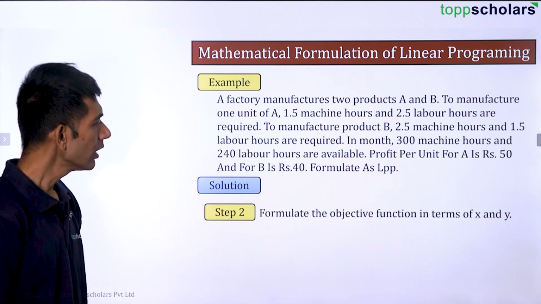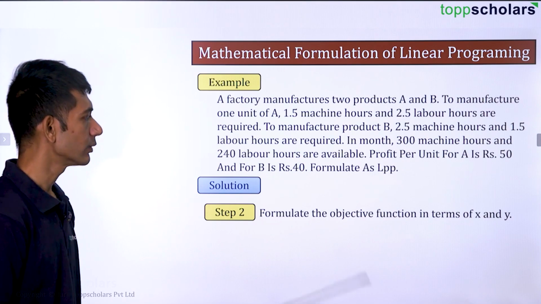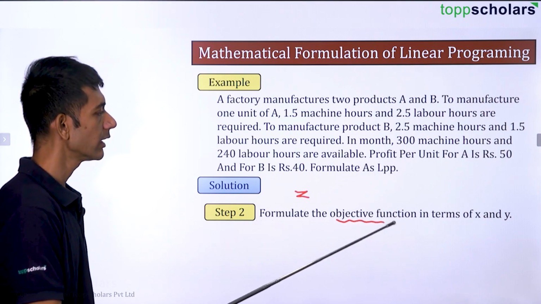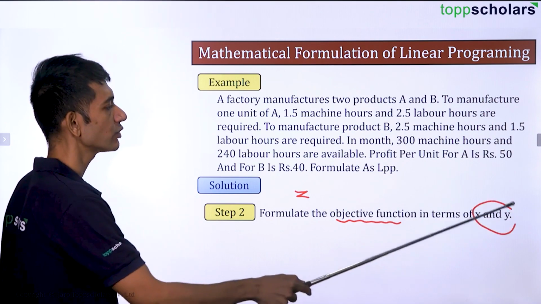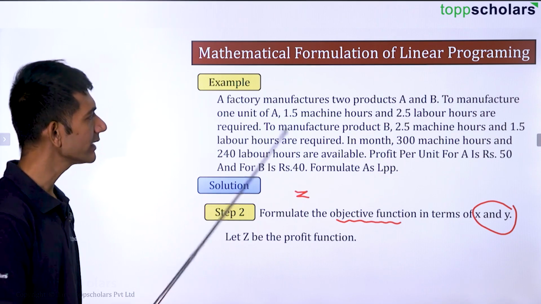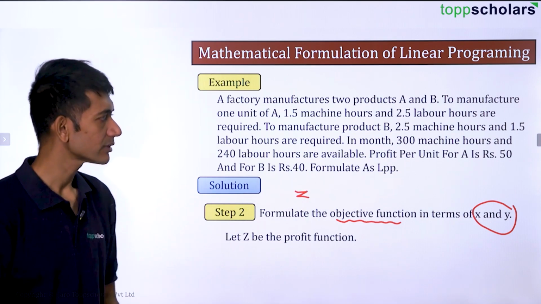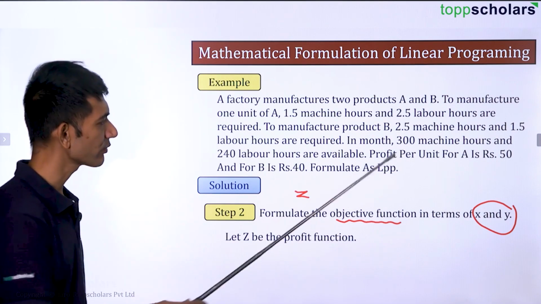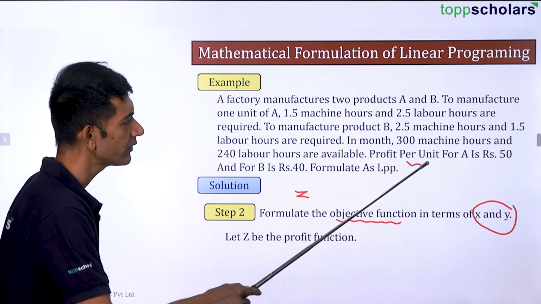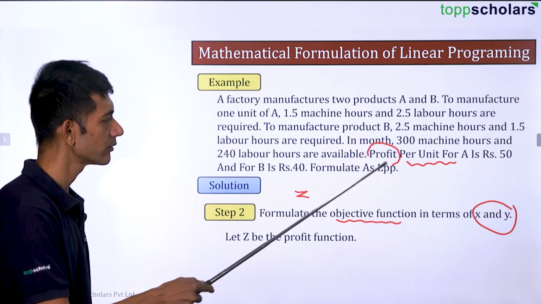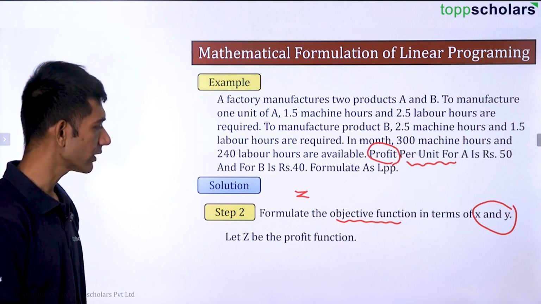What is step 2? We will formulate the objective function now. That is, we need Z, right? We will formulate the objective function in terms of X and Y. So here what are we supposed to do? Obviously, here we are talking about a manufacturer who is making some products, trying to make money out of it. So can I say profit per unit, right? So here we are talking about profit. So Z be the profit function.